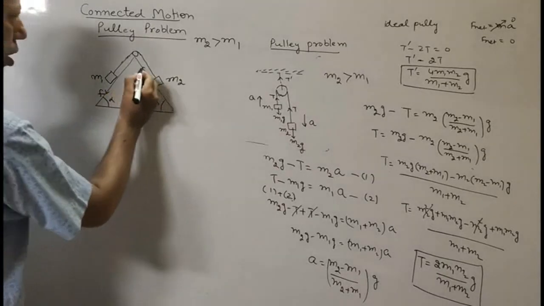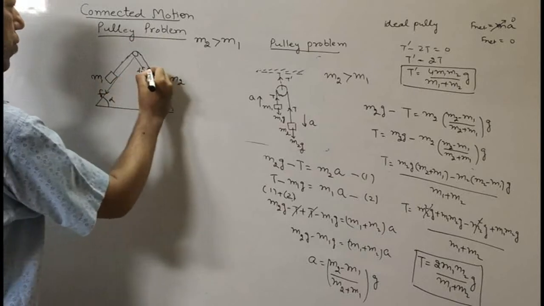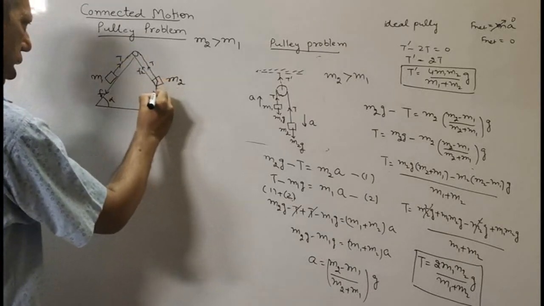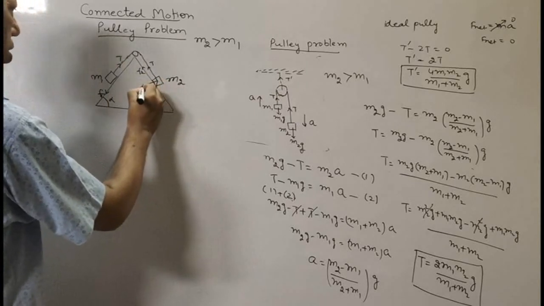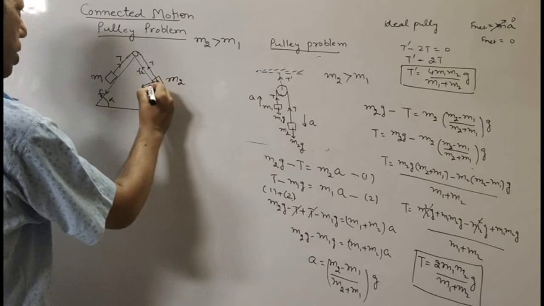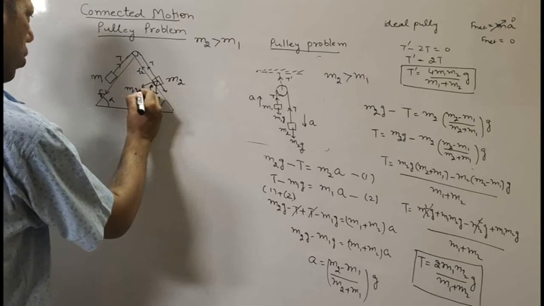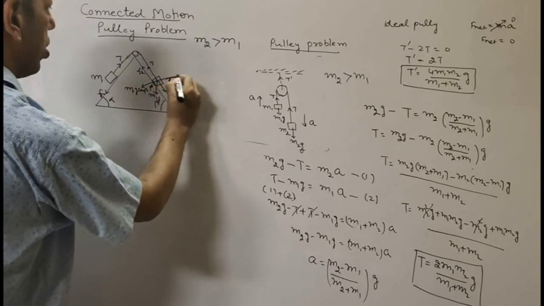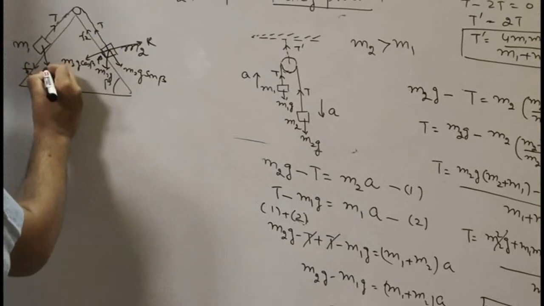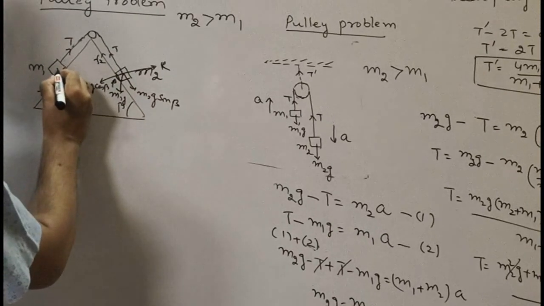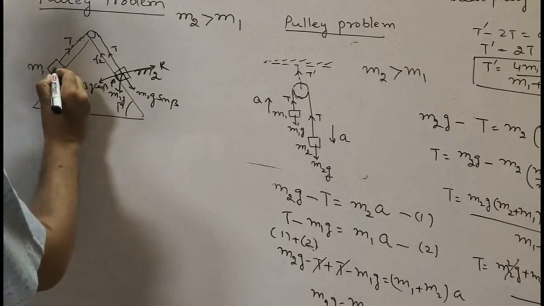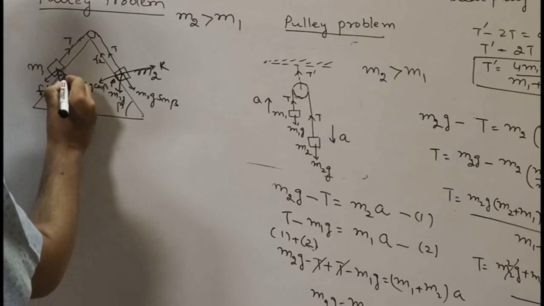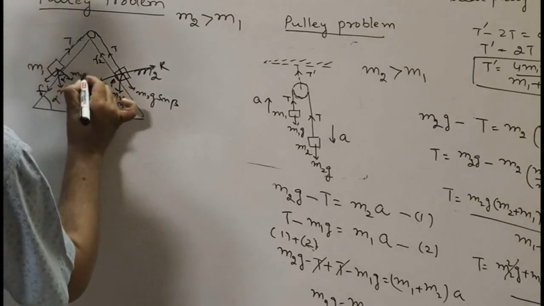F1 and F2 are the frictional forces here, and T is the tension. For mass m2, m2g is acting vertically downward. This can be resolved into two components, and this angle is beta, so this can be written as m2g cos beta and m2g sin beta, with the normal reaction upward. Similarly, m1g is acting vertically downward, with the normal reaction on this. This angle is alpha. This is m1g cos alpha.